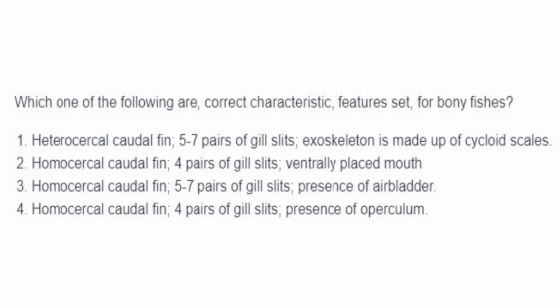Then which one of the following are correct characteristic features of bony fishes? Homocercal caudal fin, 4 pairs of gill slits and presence of operculum. Option 4, if you see, is the one that is correct. So the answer is option 4.